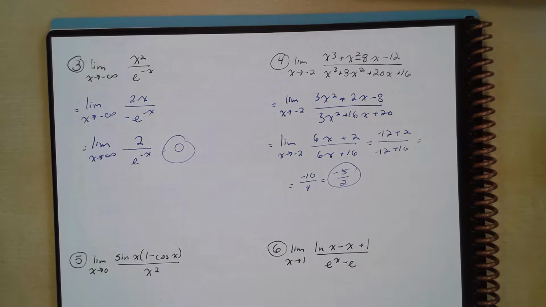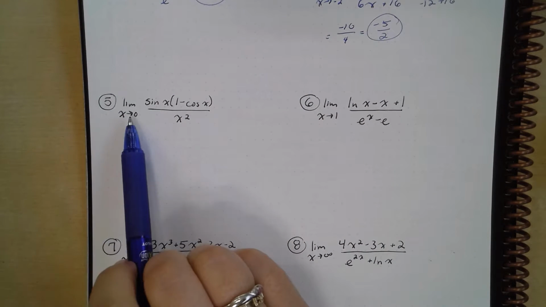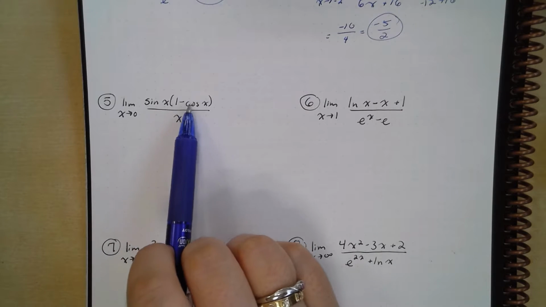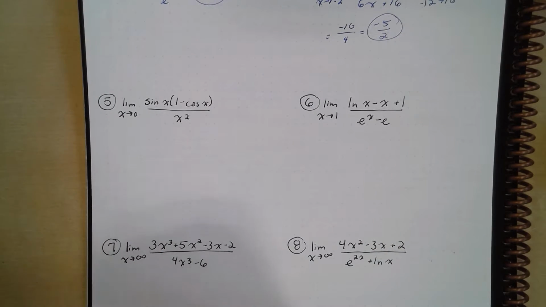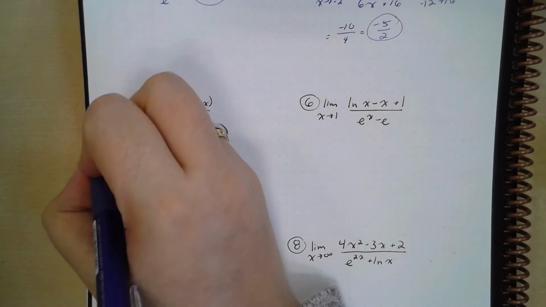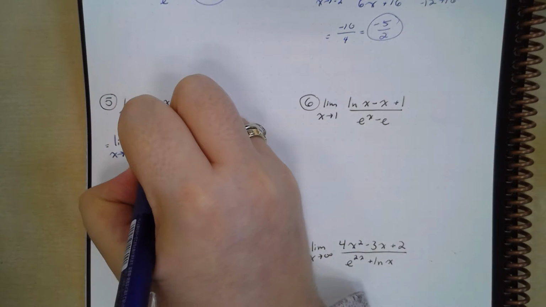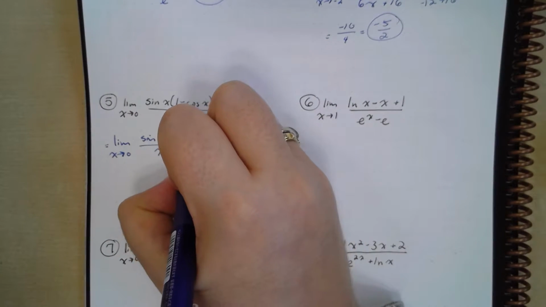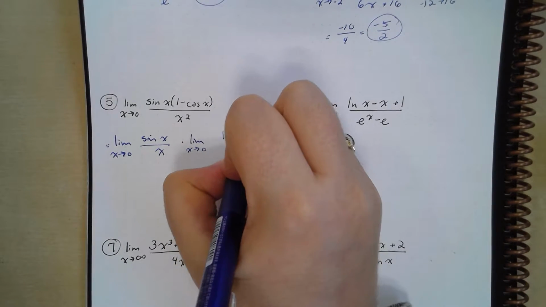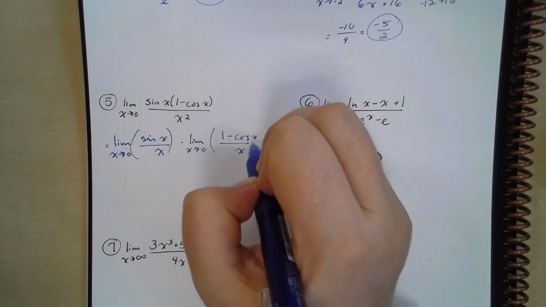Okay. All right, let's do some with some trig and transcendental functions, because there's nothing more fun than trig. Teens love trig. All right, the limit as x approaches 0 of sine of x times 1 minus the cosine of x over x squared. Okay, well, big problems already. This I can break up, actually, and rewrite it as the limit as x approaches 0 of sine of x over x times the limit as x approaches 0 of 1 minus the cosine of x over x. Okay, that's already going to help us out quite a bit to just break it up like that.